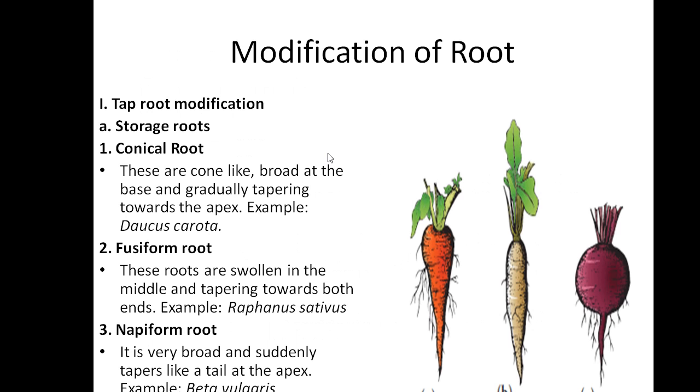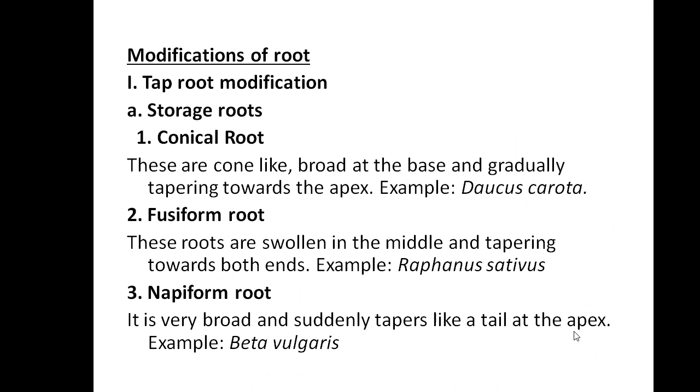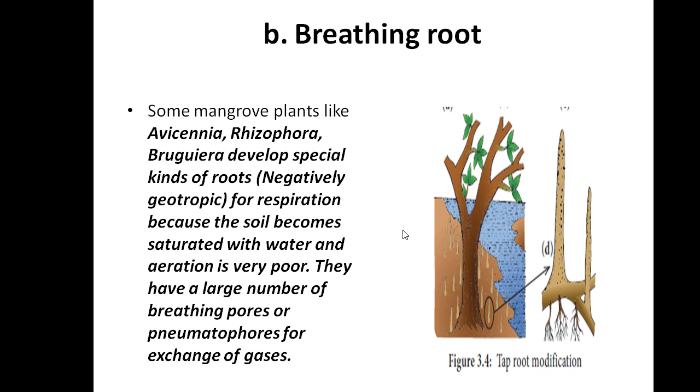I am showing you that this is the conical root in the diagram, from which we make carrot. Carrot is made from the storage root; this is the apex and this is the base part. Fusiform is where both parts taper and the middle part is broad. Napiform suddenly is broad and suddenly becomes tapering: Beta vulgaris, Raphanus sativus, Daucus carota. Okay. So next, breathing root is found in some mangroves or salt-living plants like Avicennia, Rhizophora and Bruguiera, which develop special kinds of roots that are negatively geotropic.